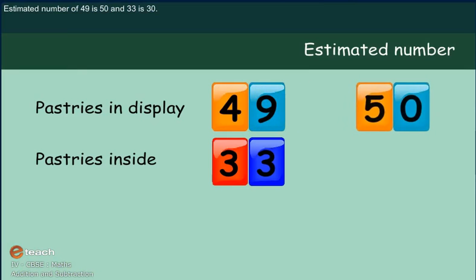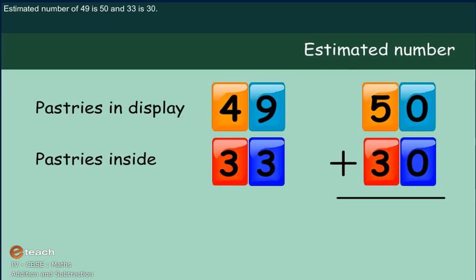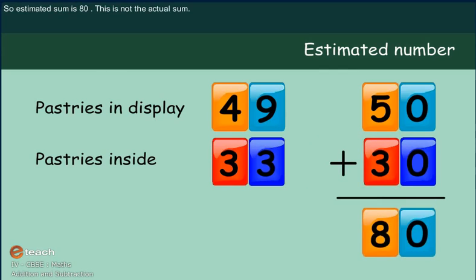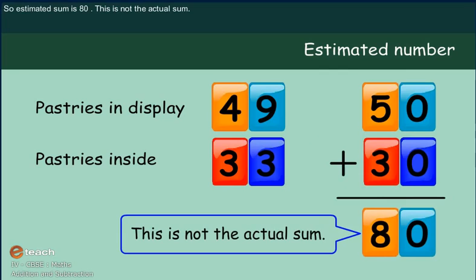The estimated number of 49 is 50 and of 33 is 30. So the estimated sum is 80. This is not the actual sum.